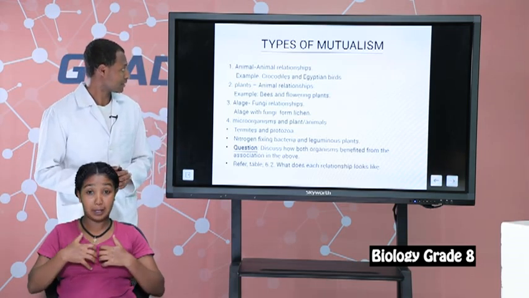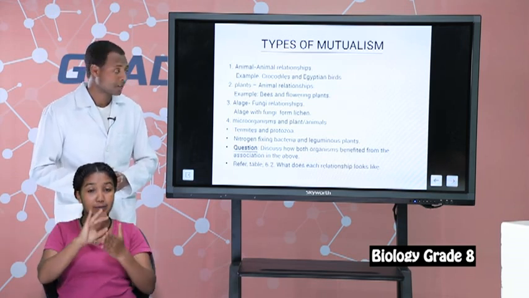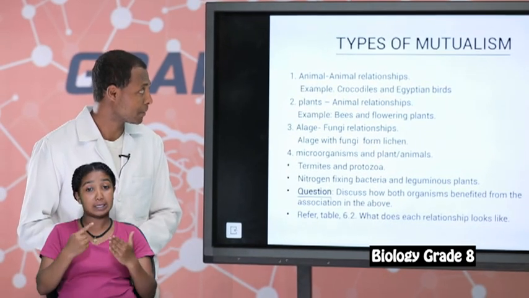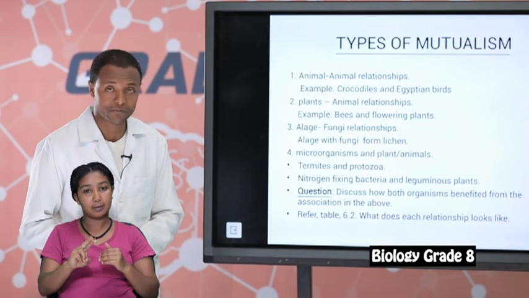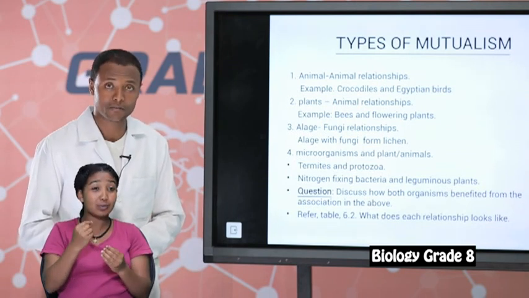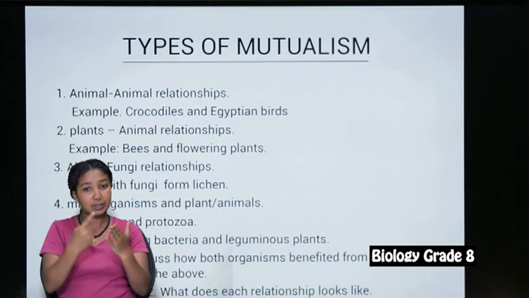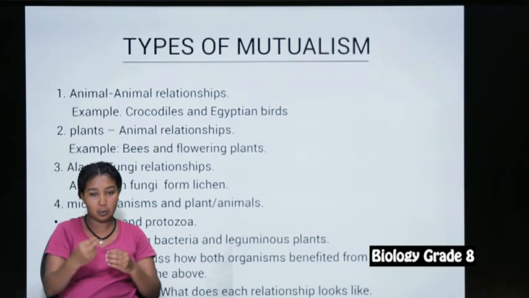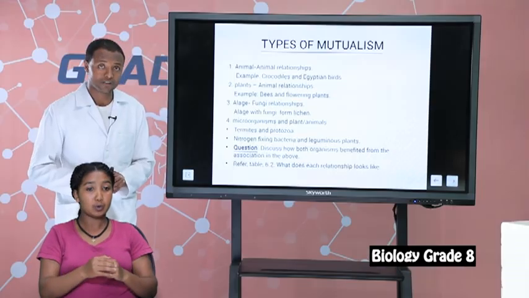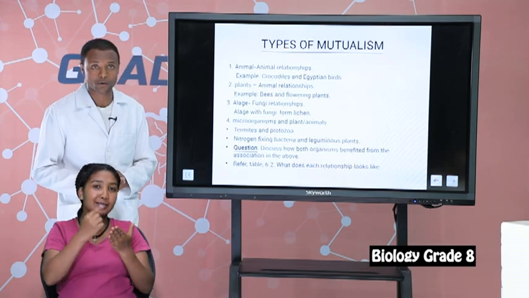Animal-animal relationships, for example, crocodiles and Egyptian birds. In the relationship between crocodile and Egyptian birds, these birds benefit from the crocodiles. They get food from inside the mouth of the crocodiles. So this relationship benefits both organisms. That means birds are able to get food, whereas on the other hand, they clean the teeth of the crocodile.